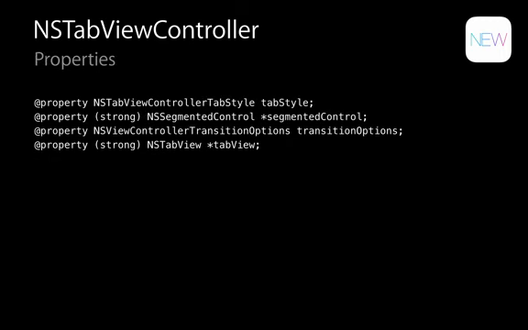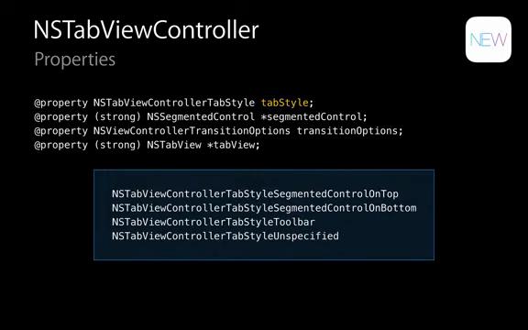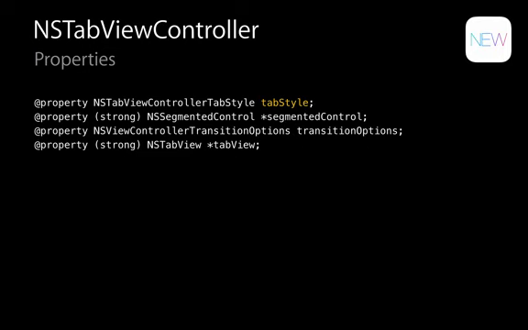TabViewController has some additional properties which are pretty interesting. There's the tabStyle, as Mike showed you. We have segmented control on top and on bottom. So the tabs are now drawn with a segmented control. We'll touch on that a little bit more real soon. There's the toolbar style. That's all you have to do. You set the tabStyle to toolbar. The TabViewController will create the toolbar on your behalf and place it in the window as the toolbar. You're done. And then there's unspecified, which is really interesting, and I'll get to that in just a second.